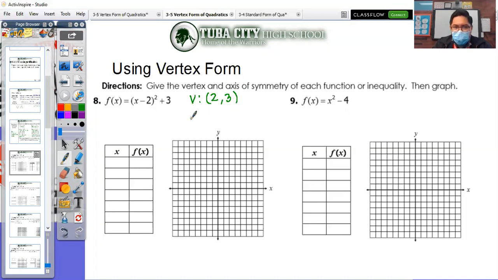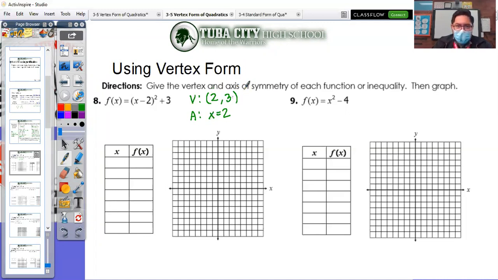And then for axis of symmetry, I'm just going to put A. The axis of symmetry is pretty much the easier one to find, because in this case, it's just x equals 2. Because remember, this is an x and a y, so just copy your x value, and that's it.